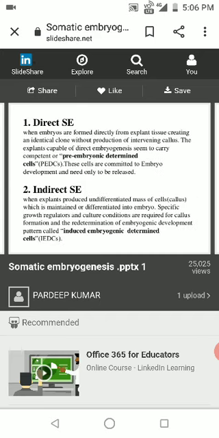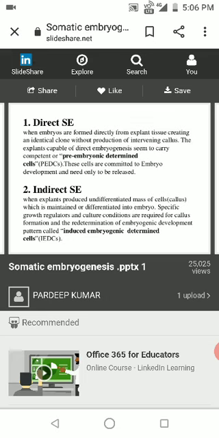Now there are types of somatic embryogenesis. There are two types, you can refer to the notes: direct somatic embryogenesis and indirect somatic embryogenesis. When embryos are formed directly from the explant tissue, creating an identical clone without producing intervening callus, it is direct somatic embryogenesis, with no production of callus. The explants which are capable of direct embryogenesis seem to carry pre-embryonic determined cells. These cells are committed to embryo development and need only be released. Then there is indirect embryogenesis, which happens through callus. Here induced embryonic determined cells are formed.